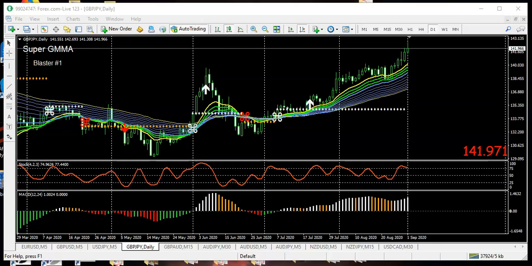So notice what happened here on the daily chart of the pound yen. The pound began to catch a bid against the Japanese yen back in July. This was the time frame here. Notice what happened. We had our up arrow, and notice we have our Super GMMA EMAs here in the blue. We have our 12, 16, 20, and 24 EMA, which is our standard stock and trade.